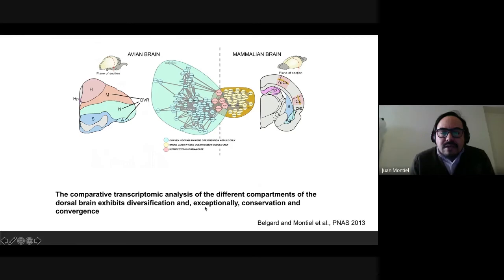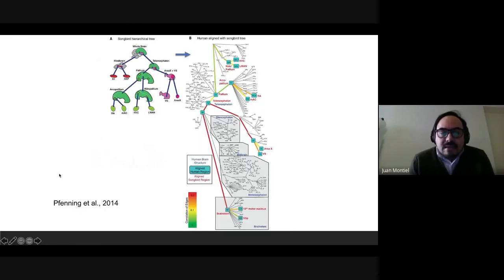And we observe exceptional conservation and convergence as well. After that, there were more studies using transcriptomic analysis, in this case from a songbird and a human brain. We can see that the high vocal center, for example, is very similar to the aligned human region. So there are similarities between the high vocal center of songbirds and the vocal regions that control vocalization in humans.